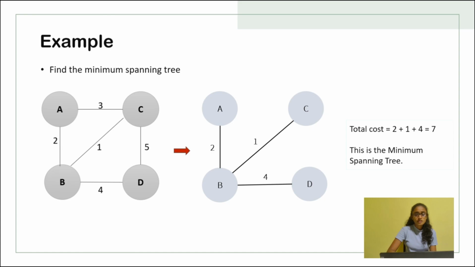Final step. At this point, the algorithm stops because all vertices are included. The selected edges are A to B with weight 2, B to C with weight 1, B to D with weight 4. The total cost is 7. This forms the minimum spanning tree, which you can see on the right of the image.